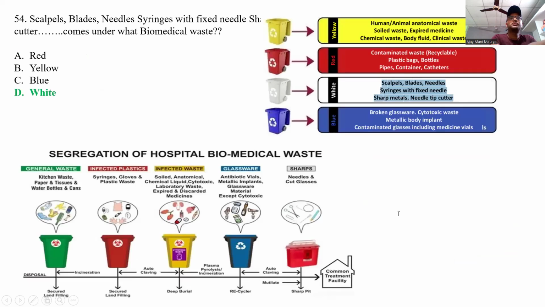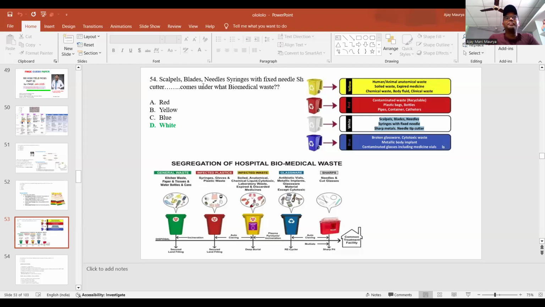And guys, you can see here, scalpel blades, needles, syringes with fixed needles, needle cutters come under what biomedical waste? You can see here, guys, yellow one is human, animal, anatomical waste, soiled waste, expired medicines, chemical waste, body fluid, clinical waste. These come under yellow. Yellow means infectious. Red one is plastic bags, bottles, pipes, containers, catheters.